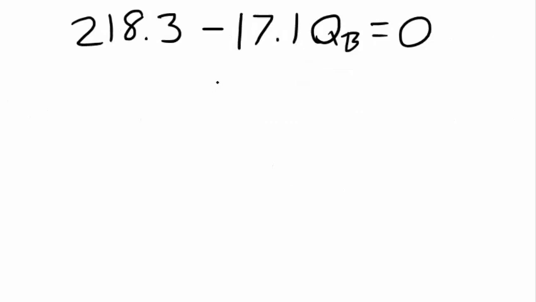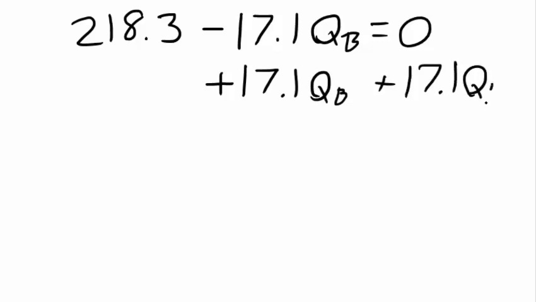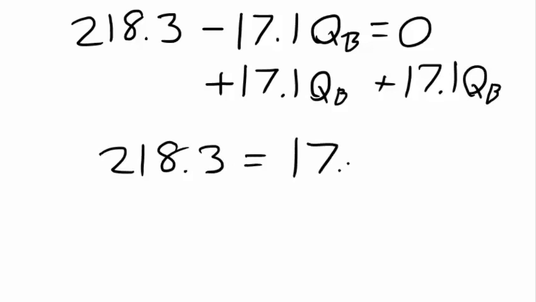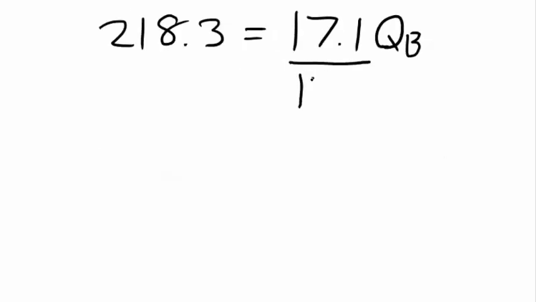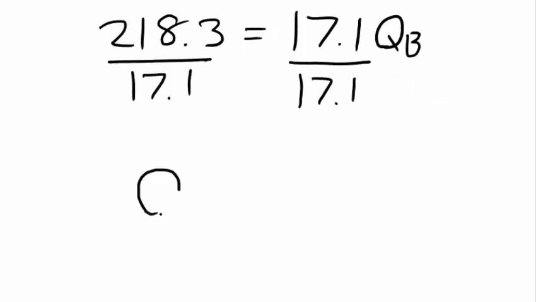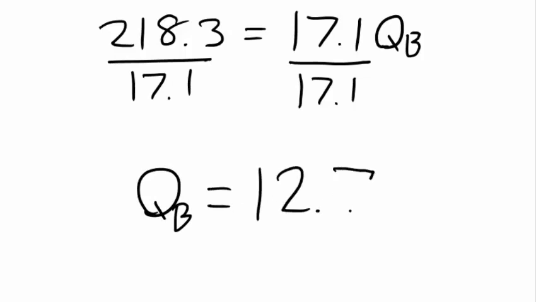And so we will add 17.1 QB to both sides, and we'll get 218.3 equals 17.1 times QB, and if we divide both sides by 17.1, we get QB equals 12.77.